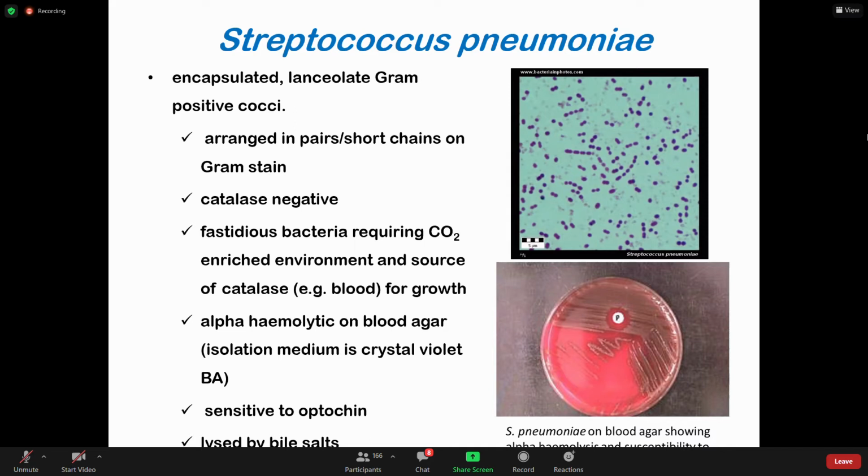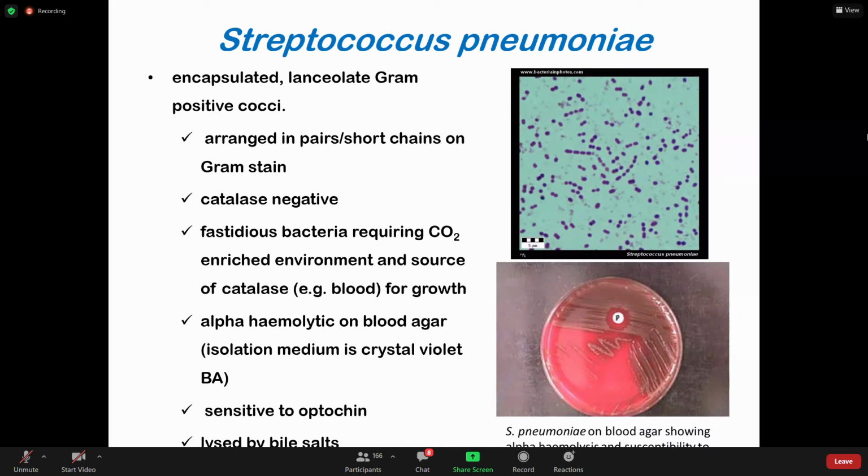I'm sure you still recall all these from your POD lectures. They are catalase negative. This is very important. It helps us to differentiate them from Staph aureus or Staph species generally. The organism is fastidious in that it requires a CO2 enriched environment for isolation. They tend to be alpha hemolytic on blood agar.